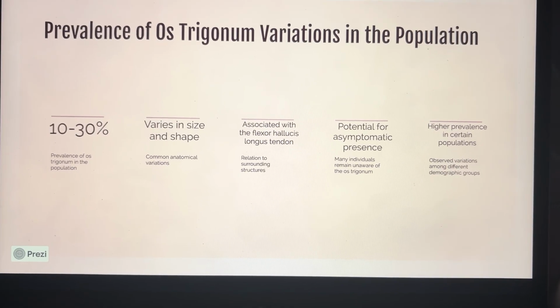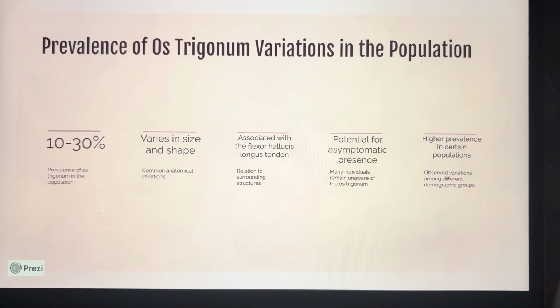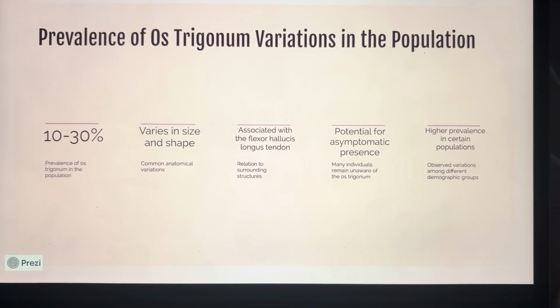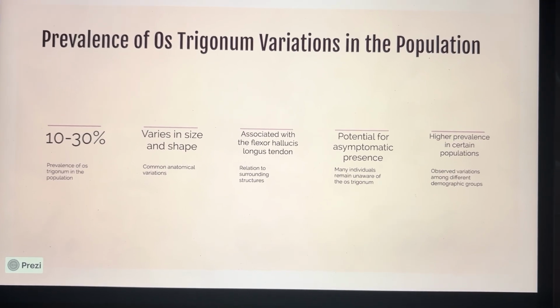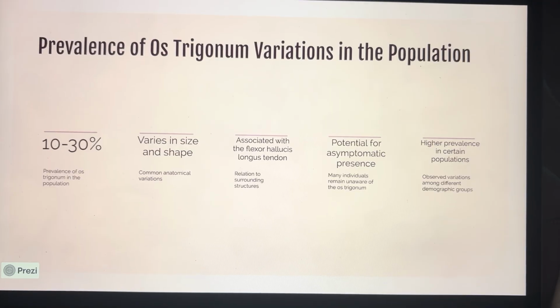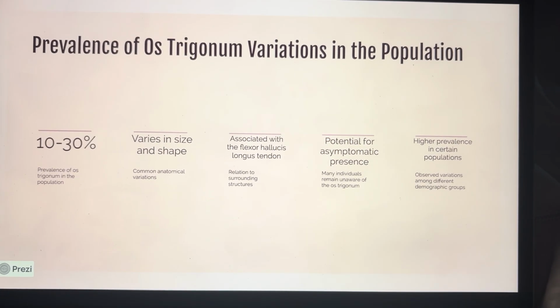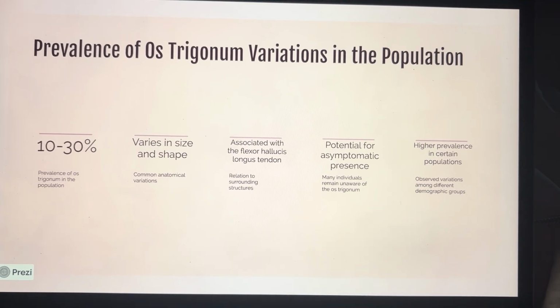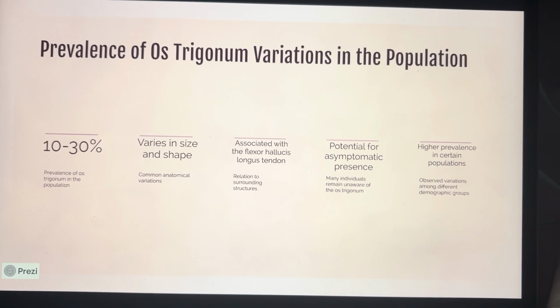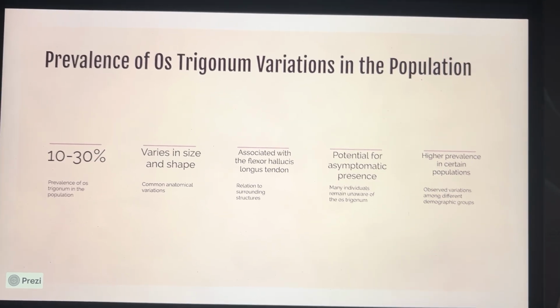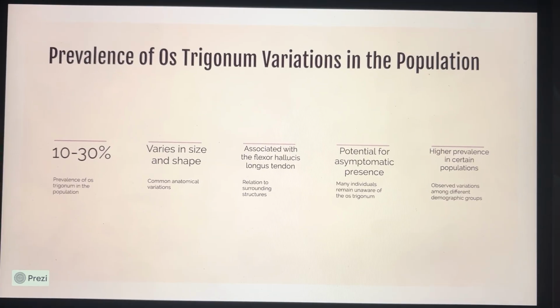Its potential for asymptomatic presence, so most people that have it are unaware that they have it, because most people don't know that it exists, or it doesn't cause any problems. And it can be a higher prevalence in certain populations among different demographics. It can be more prominent than others.